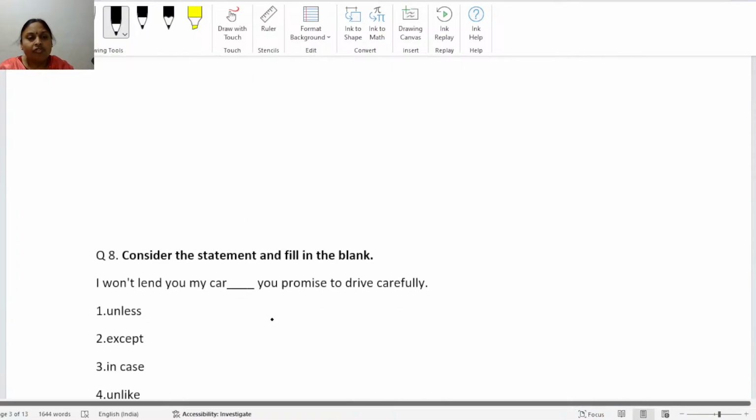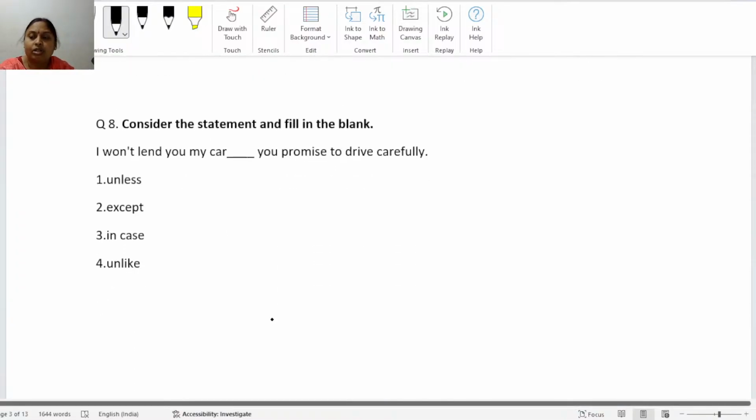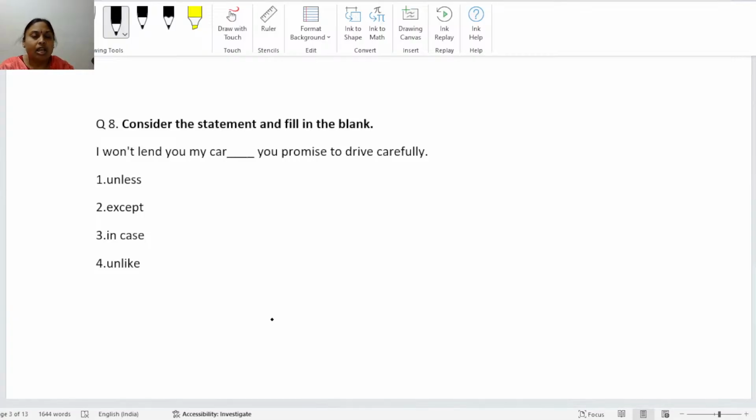So we will go for the 8th question. So when it comes to the 8th question, consider the statement and fill in the blanks. I won't lend you. Lending is nothing but what? Borrowing. Okay. So they are giving, and they are giving their things to others. That is known as borrowing. In another word, we used to say lending. So then, I won't lend you my car. Dash, you promise to drive carefully.